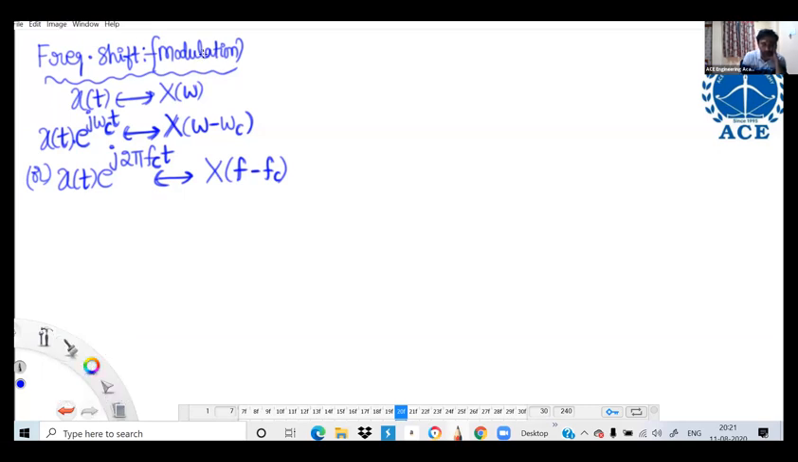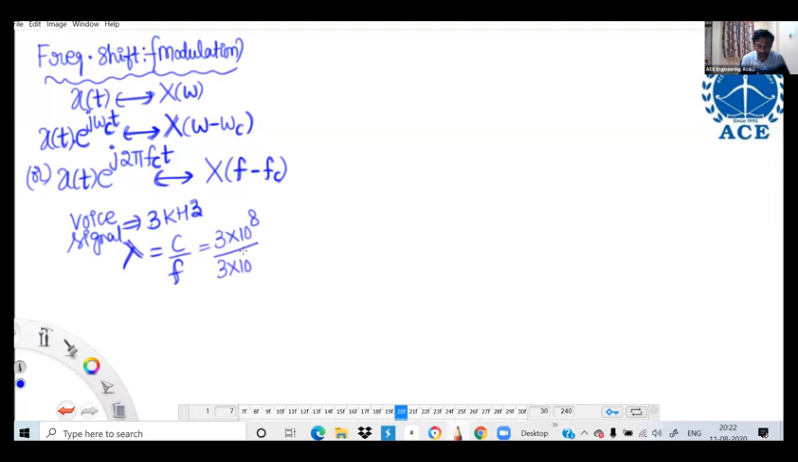The fundamental reason we require this property is that we want to reduce the size of the antenna. Our voice signal, if you want to directly transmit it, has approximately 3 kHz bandwidth, 300 to 3400 Hz. What is the wavelength of the antenna? Velocity of light by frequency: 3 into 10 power 8 by 3 into 10 cube. We would need a 100 kilometer antenna, which is impractical to design, about half the distance from Hyderabad to Vijayawada.